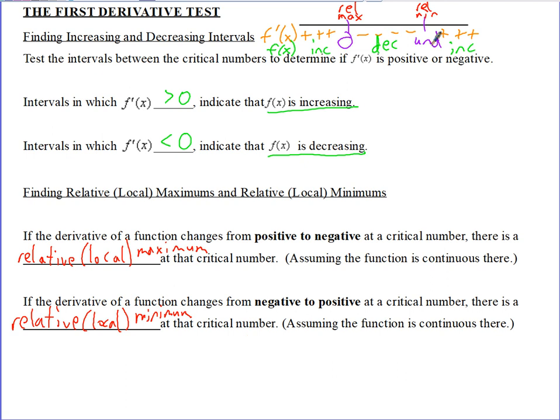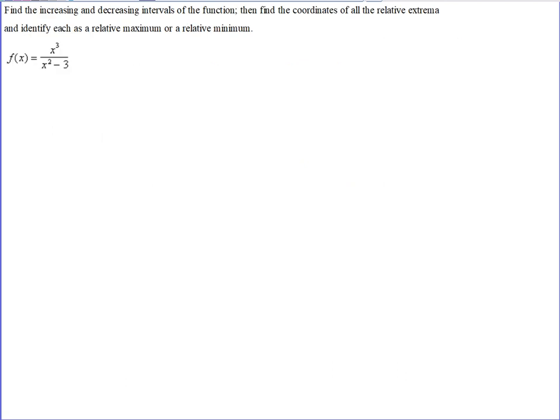All right, let's take a look at some examples. We're using the first derivative test. So it says find the increasing and decreasing intervals of the function and find the coordinates of all the relative extrema, that means both relative minimums and maximums, and identify each as a relative maximum or minimum. So let's start by finding the first derivative. And notice we've got x cubed divided by x squared minus 3, so that would be the quotient rule.